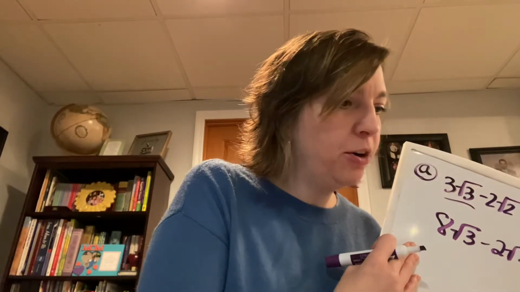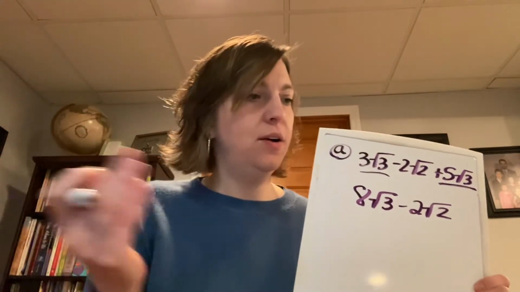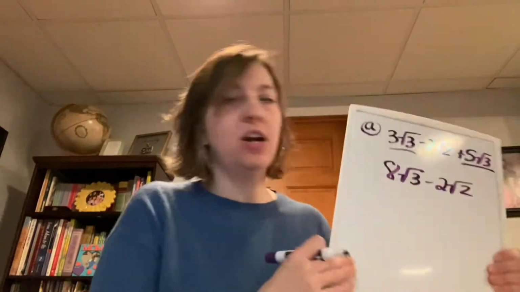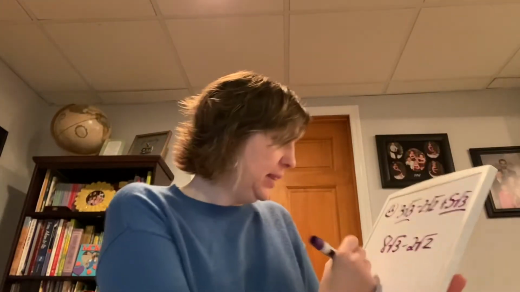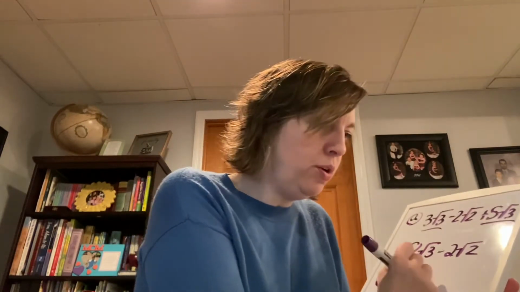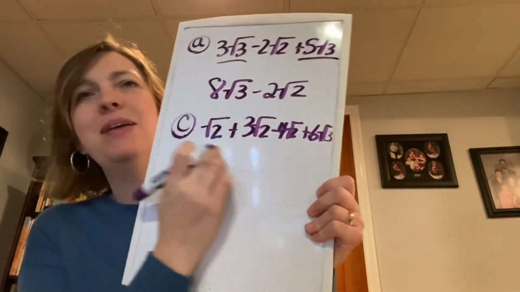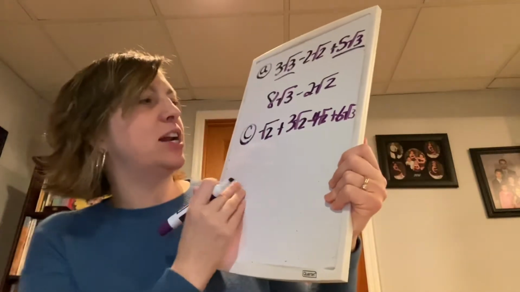Now, letter B is all square root of 7, so just watch your signs, okay? I'm not going to do that one with you since they're all the same sign. But letter C is square root of 2 plus 3 square root of 2 minus 4 square root of 2 plus 6 square root of 3. Wow, I need a smidgen bigger board, don't I, my friends? All right, I'm just smearing it right in there, and I'm so sorry. I'm just trying to slide it in.